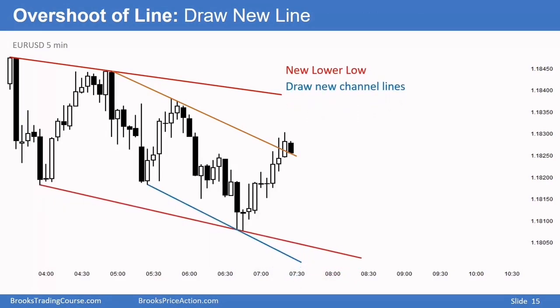New reversals, draw new lines. We might get a parallel channel from here. It's worth considering this as a possible bottom of the channel as well as this. I think it's okay to put both of those there just in case.